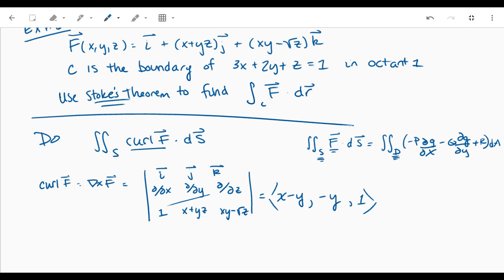So when we use this equation here, this is your P, Q, and R. All right, and then our surface is 3x plus 2y plus z equals 1. So we can solve that for z.